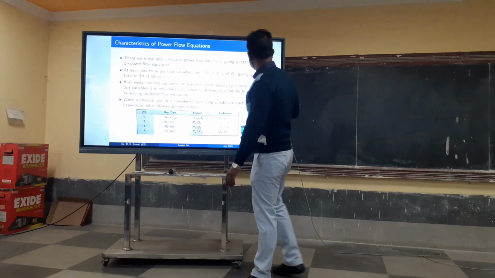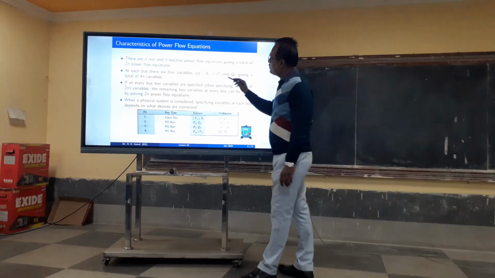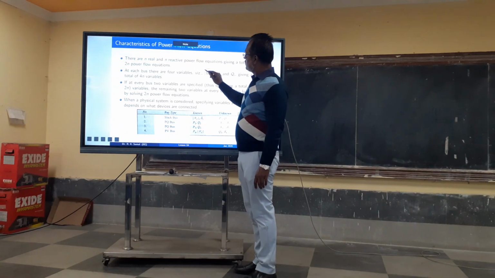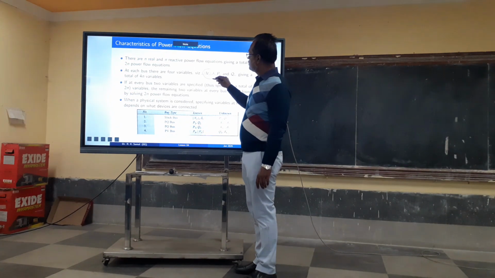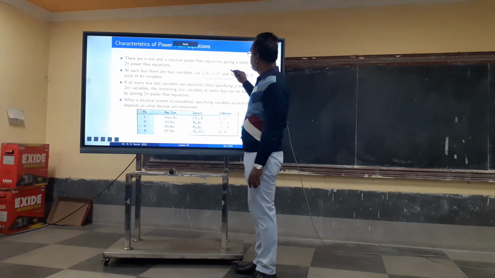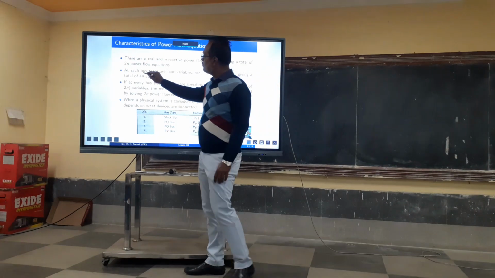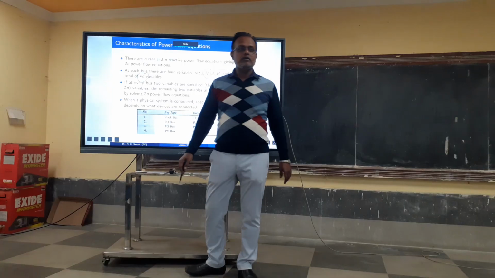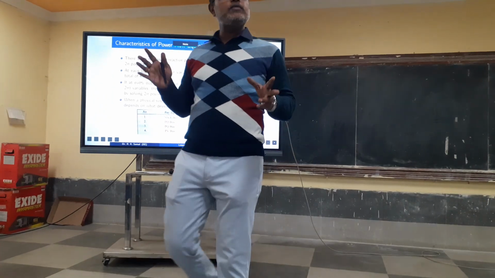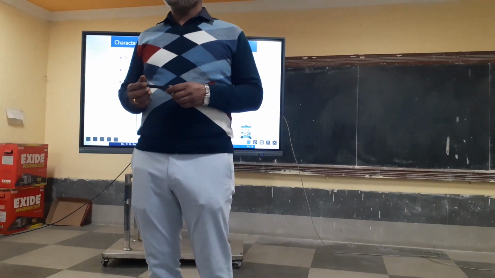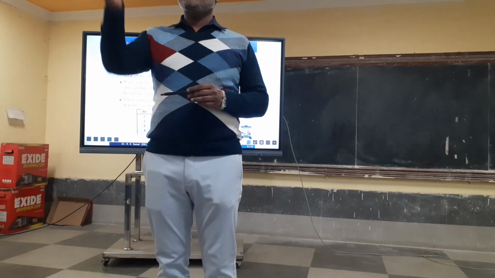Now there are 4 variables at each bus: voltage magnitude, the angle, Pi and Qi. So a total of 4n variables. You have 4n variables but only 2n equations. How to solve it? Anyone?